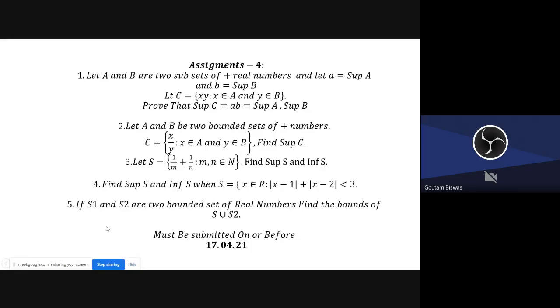Next one is that if S1 and S2 are both bounded sets of real numbers, you have to prove that S1 union S2 is a bounded set. So here also there is a printing mistake. S1 union S2, these are also bounded sets. Okay, so you have to prove this one. I'll send it to you just now.